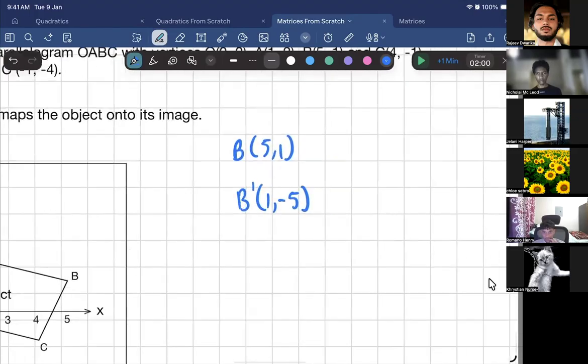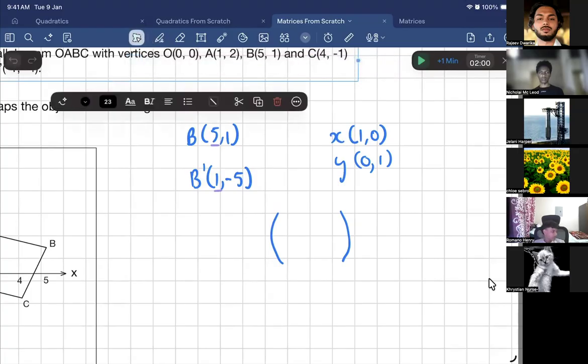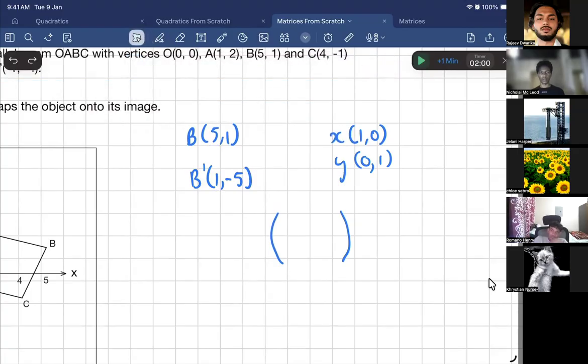Okay, so Nikolai, to figure this out, I'm gonna ask that question. Remind me, x is what? How could you write x? X is 1, 0. And y is 0, 1. If you're comparing this to this, you notice that the x and y values change. They swap, right?